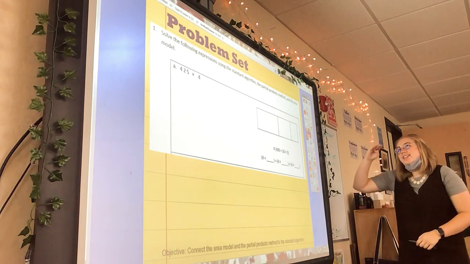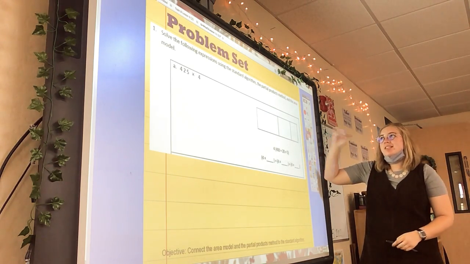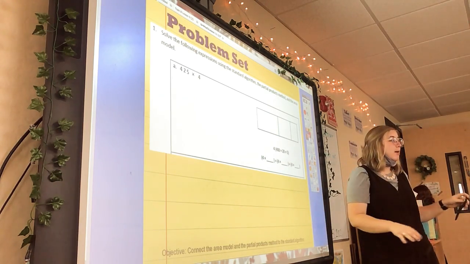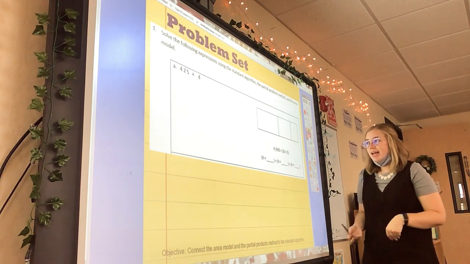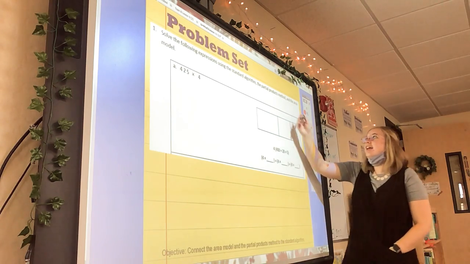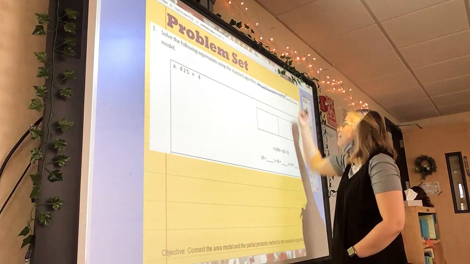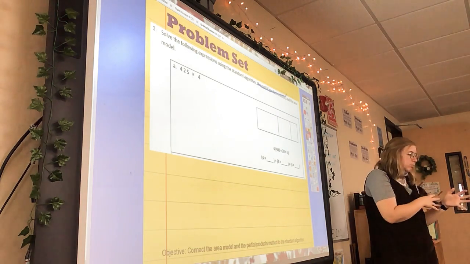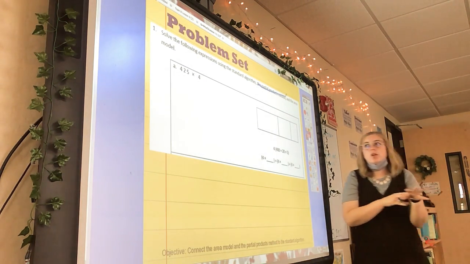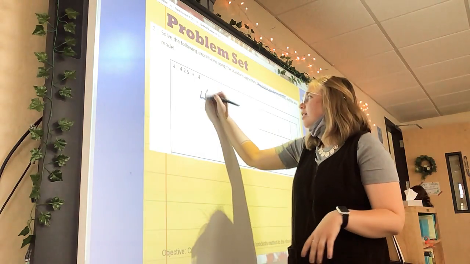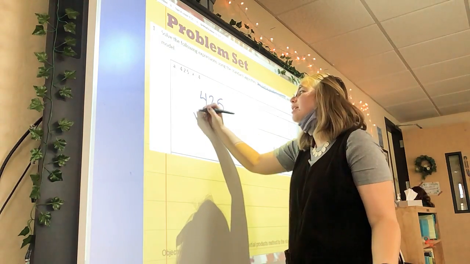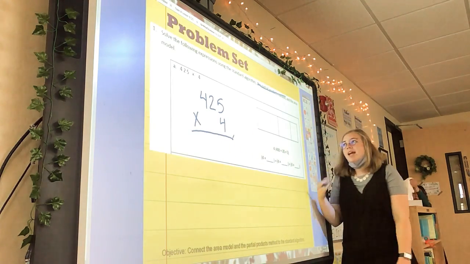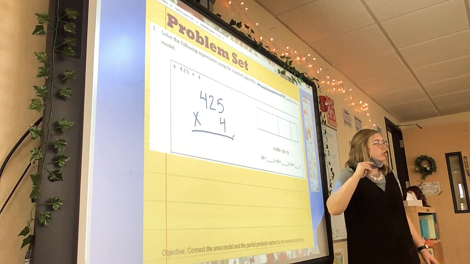So, for number 1, you're going to solve the following expressions using the standard algorithm, the partial products method, and the area model. Woo! That's a lot, okay? I'm actually going to tell you to not do the partial products method. You'll just do standard algorithm and area model, okay? So, you'll set it up on the side. You have to rewrite the problem to set it up in the standard algorithm. So you're going to do the standard algorithm.